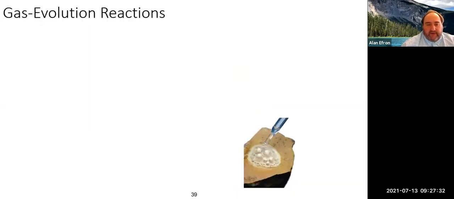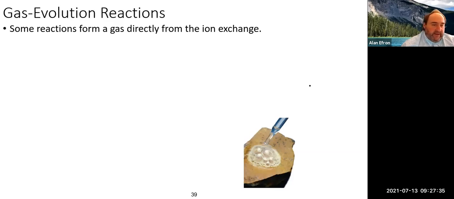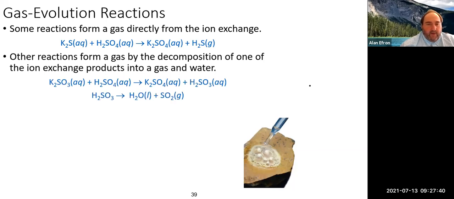Now, to finish up our conversation about double displacement reactions and what's happening overall under that umbrella: in addition to a precipitate being made or water being made, these reactions will sometimes generate gases. And sometimes these gases are generated directly as a result of the double displacement reaction.